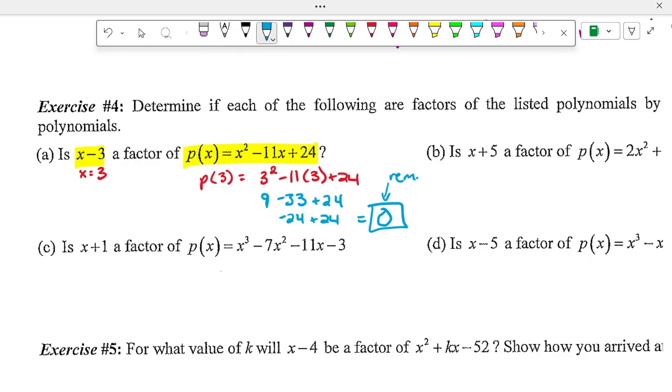As a show of thumbs up or thumbs down, thumbs up it is a factor, thumbs down is not a factor. What do you guys think? Is it a factor, or is it not a factor if it has a remainder of 0? It is a factor. So if it has that remainder of 0, it is a factor. So yes, x minus 3 is a factor of x squared minus 11x plus 24. That's right.